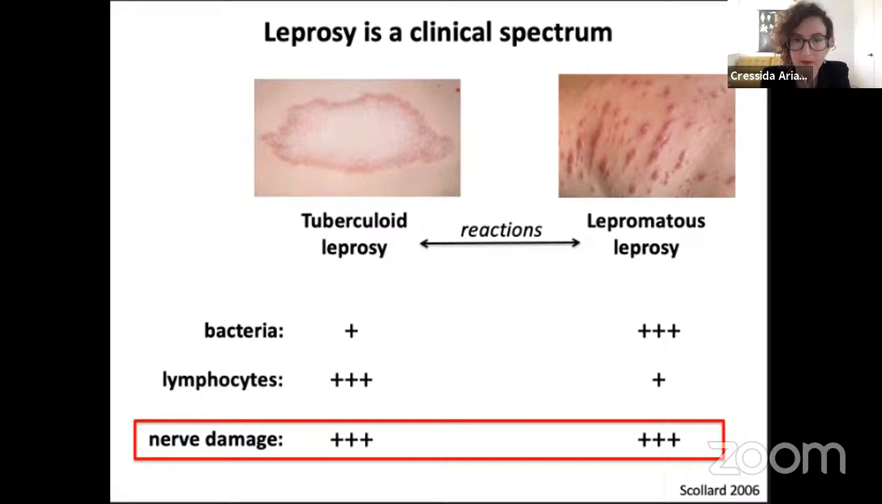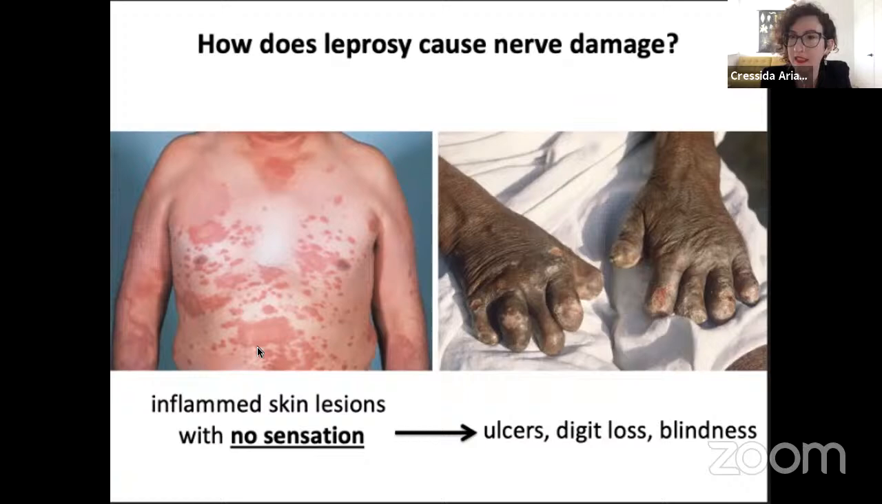As the nerve damage disseminates up the nerve trunk from the skin lesions in the skin where it originates, that's when patients can start to experience the stigmatizing deformities that we all associate with leprosy. So skin ulceration, blindness, and loss of digits. If we want to help these patients and avoid these kinds of deformities, then we really need a better understanding of how nerve damage occurs in M. leprae infection. And secondly, we need to understand why this bacteria is targeting the nerve, specifically what causes the neurotropism of this infection.